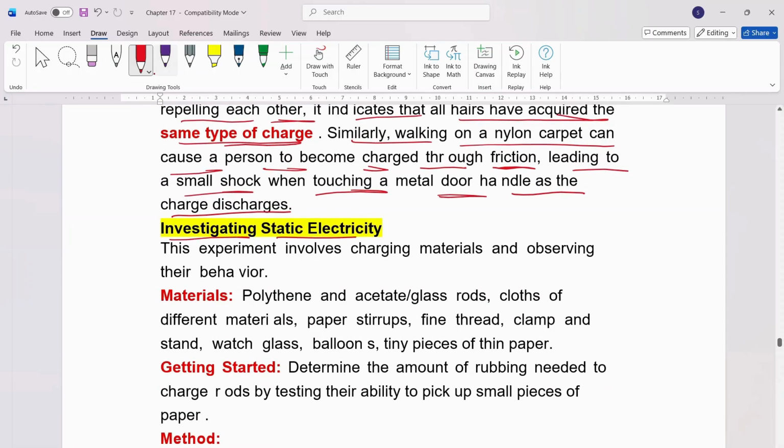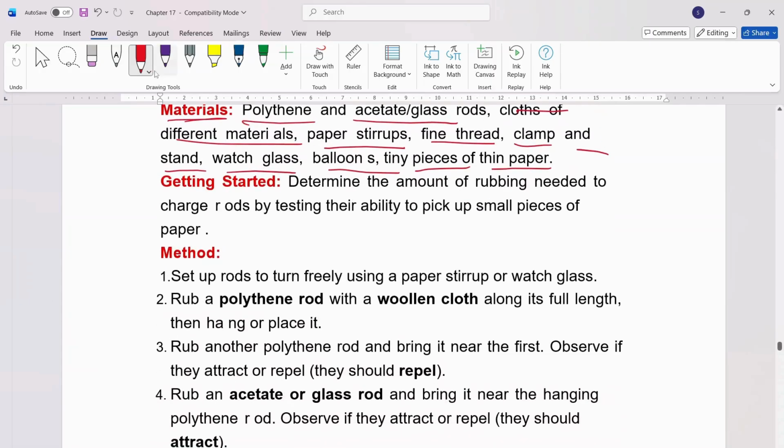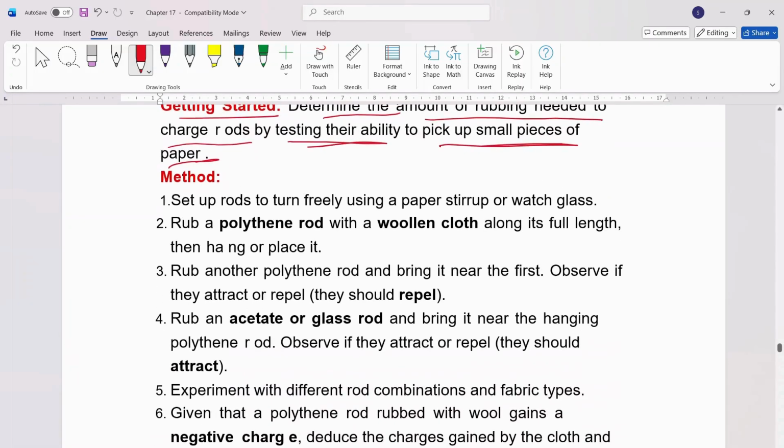Now, investigating static electricity. This experiment involves charging materials and observing their behavior. Take materials: polythene, acetate, glass rods, cloths of different material, paper strips, fine thread, clamp and stand, watch glass, balloons, tiny pieces of thin paper. Now, getting started. Determine the amount of rubbing needed to charge rods by testing their ability to pick up small pieces of paper.